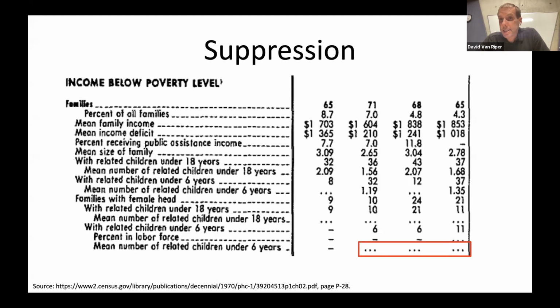In the 1960s, 70s and 1980s, the Census Bureau used a technique called suppression, where they would simply not publish information if the cell sizes for particular counts were too small. Here we have a screenshot of some income statistics from the 1970 census. You can see these 3 dots highlighted in red. The mean number of related children under 6 years old were simply not reported for these census tracts, and they suppressed them so that you couldn't figure out what families in the census tract met these conditions.